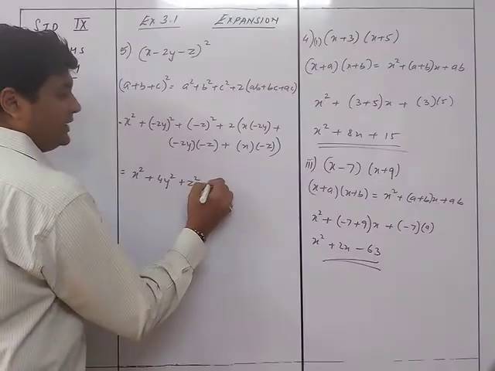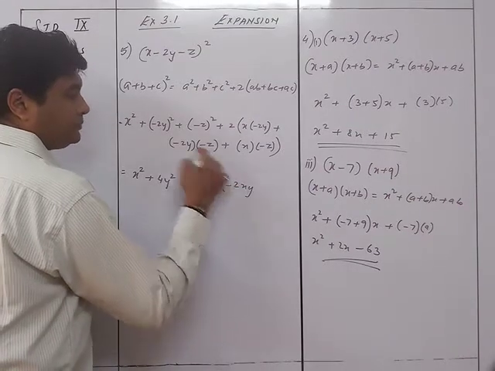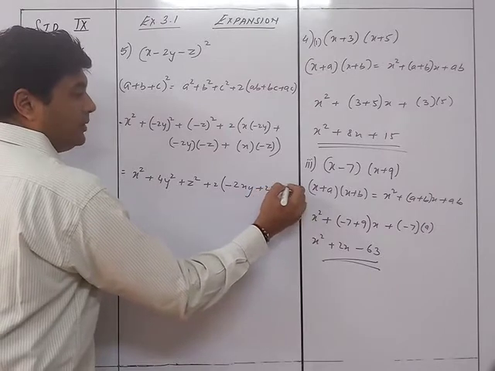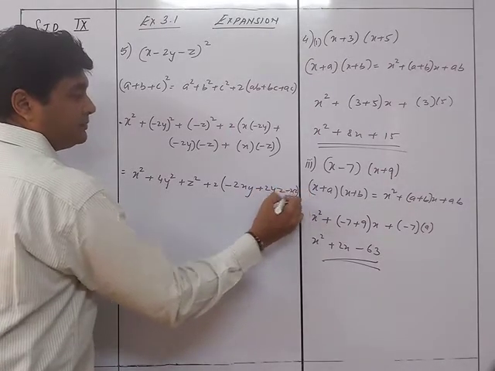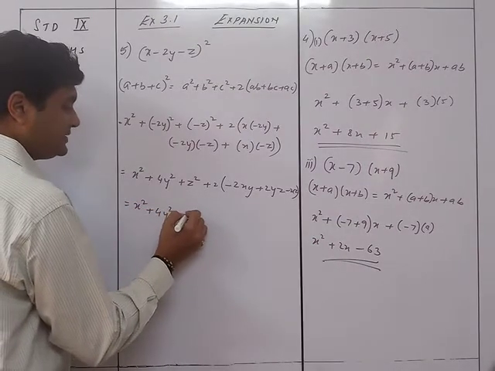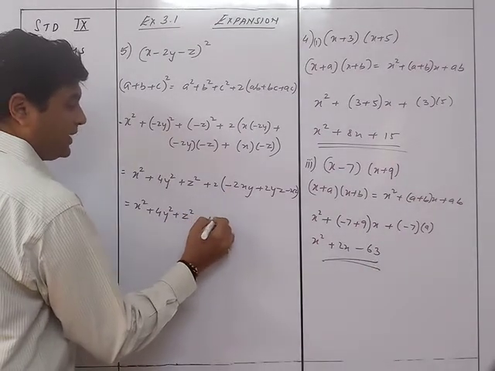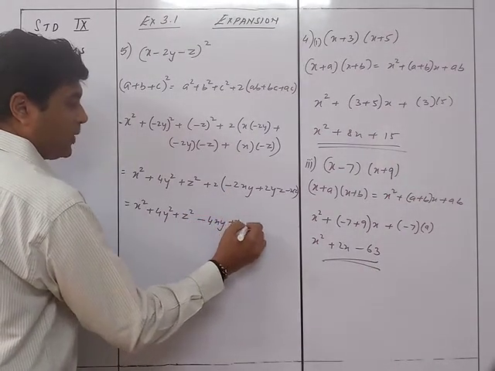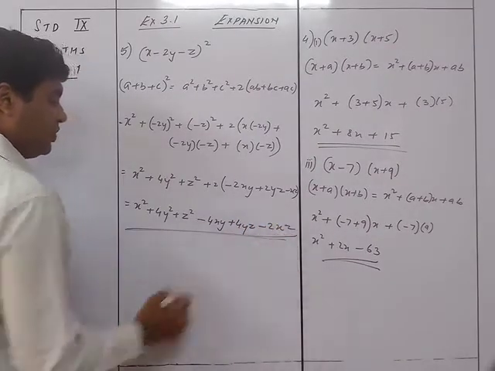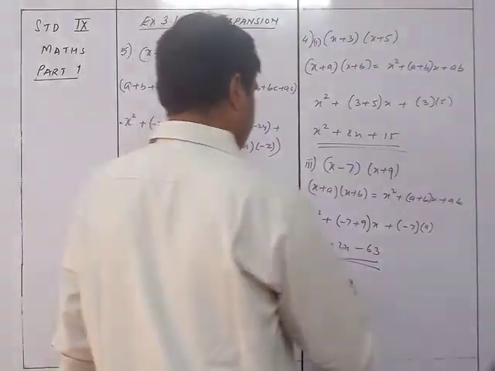So plus 2 into, this will be minus 2xy, this will be plus 2yz, minus xz. So that will give you x square plus 4y square plus z square, and the rest will be minus 4xy plus 4yz minus 2xz. That's the answer for sum number 5. We now move on to sum number 6.